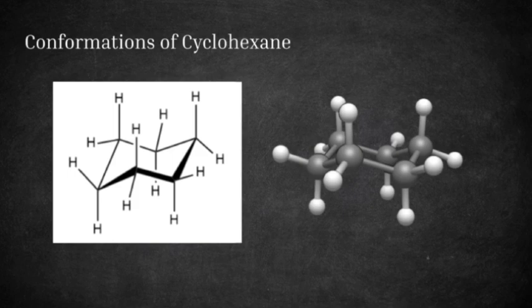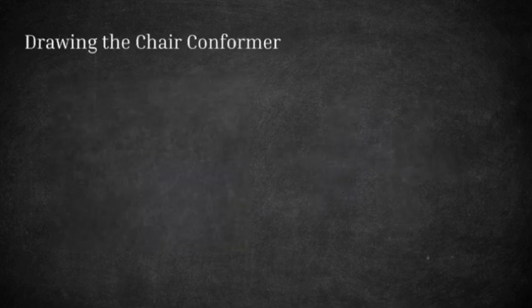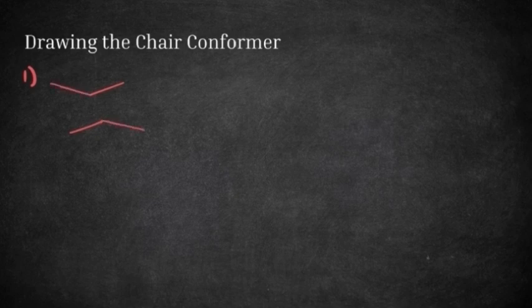Let's take a closer look at the chair conformation of cyclohexane and explore its unique structure, starting with how we draw a chair. There are two common ways to draw the chair conformer of cyclohexane. In the first method, we start by drawing two slightly offset parallel lines like so. Next, we draw another pair of parallel lines extending from the ends of the first pair and connect them with a third set of parallel lines.